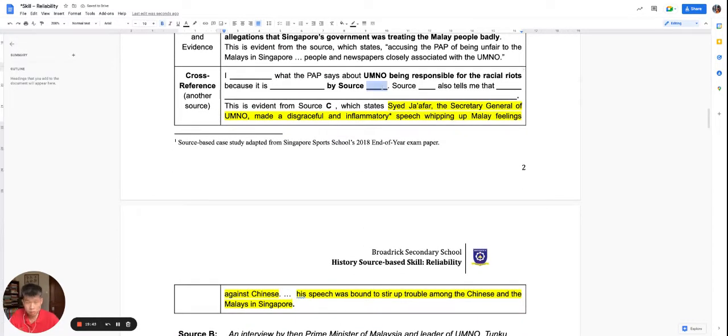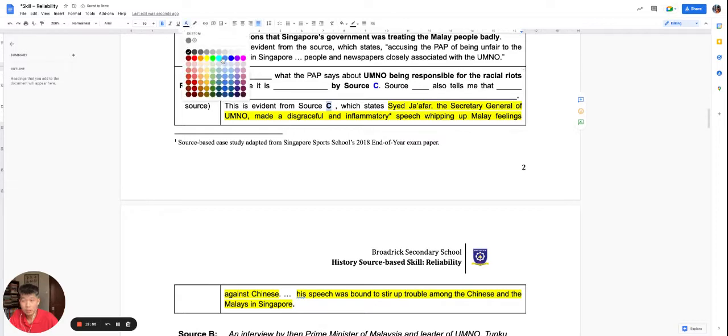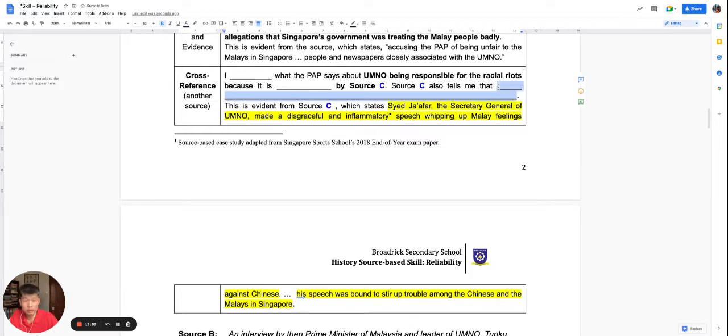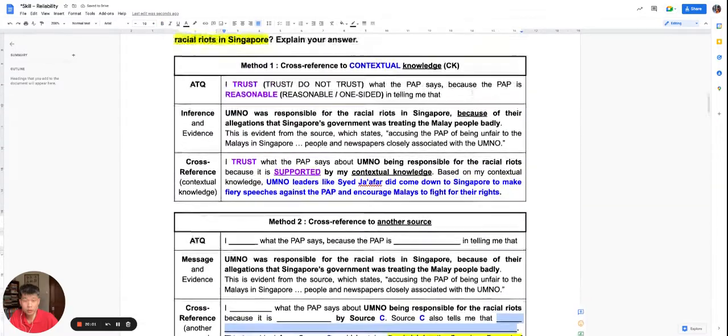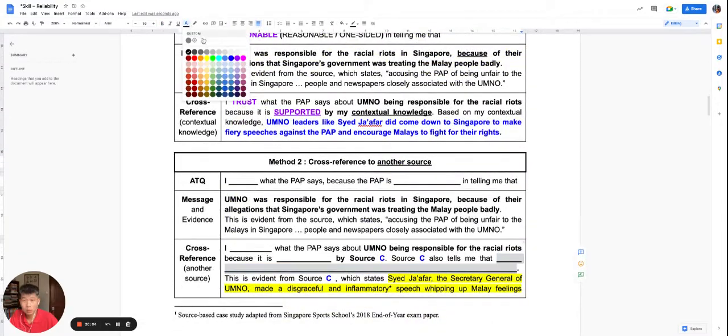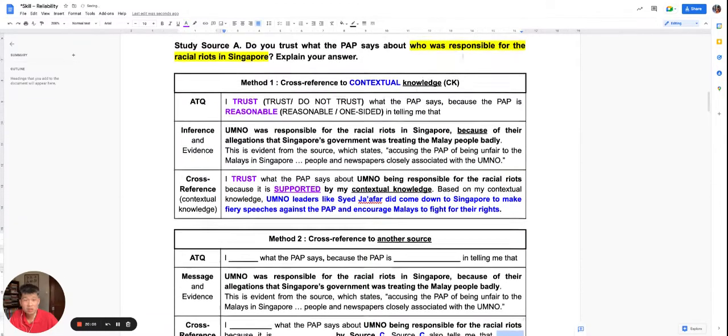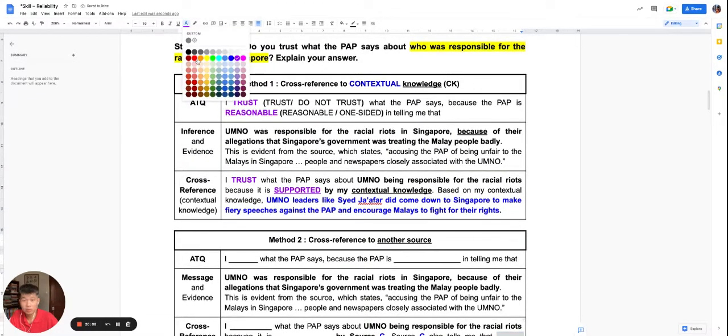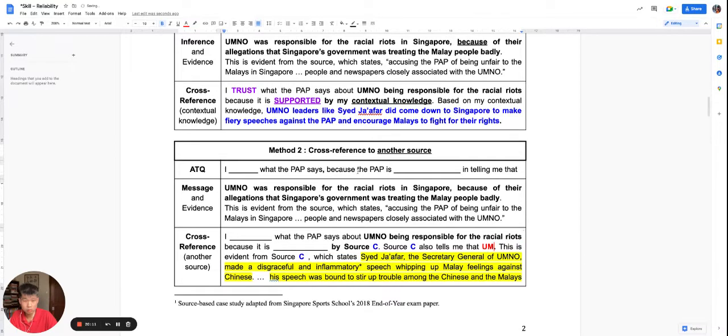And so I've picked Source C. I have the evidence from Source C in hand, which is these yellow lines about Syed Jaafar making a disgraceful and inflammatory speech. And therefore, I need to generate the inference now. Let's look back at the question focus. Who was responsible? It was UMNO. So that UMNO was responsible for the racial riots.